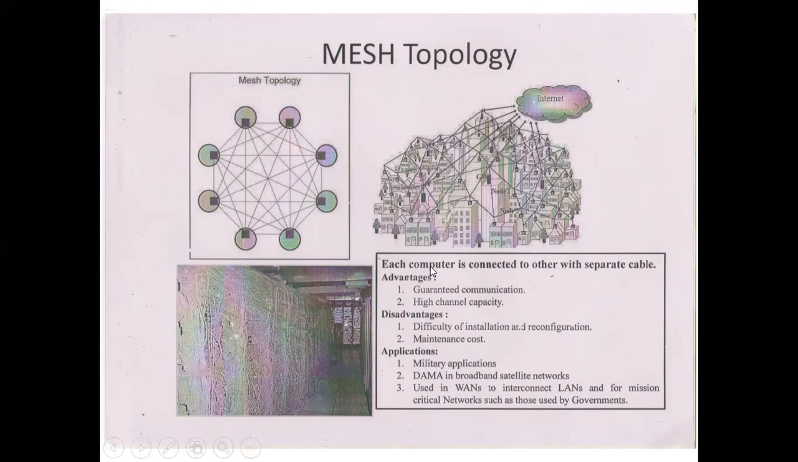See this. Each computer is connected to the other with a separate cable. What are the advantages? Guaranteed communication, high channel capacity. So if one of the lines breaks, the other is connected through another network. So let us say this and this.